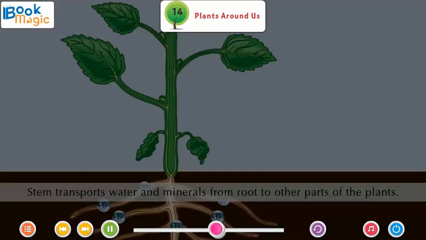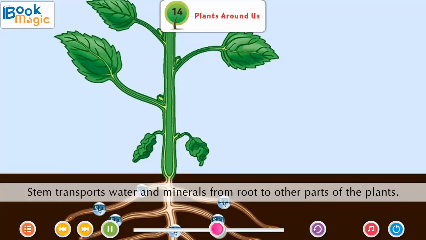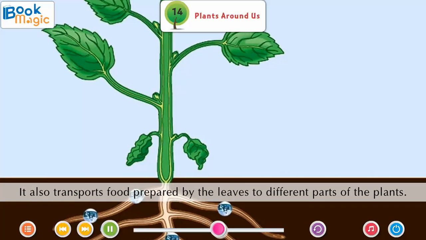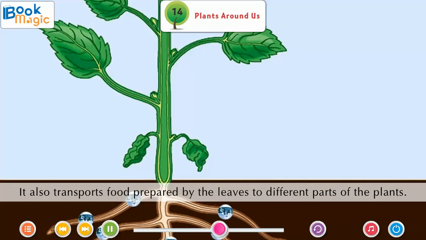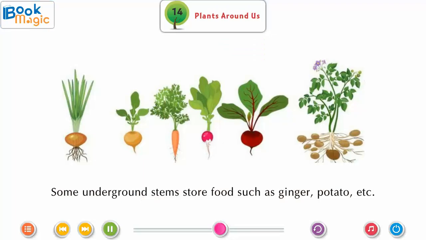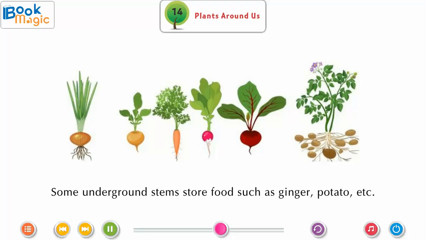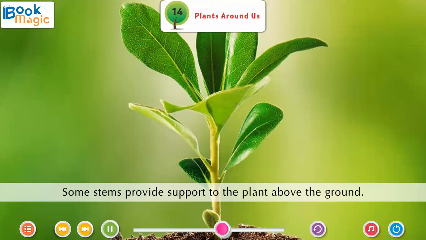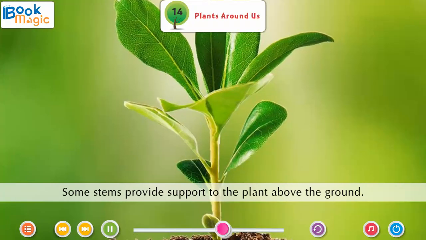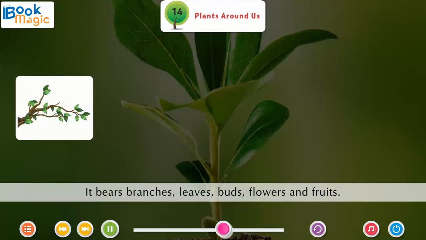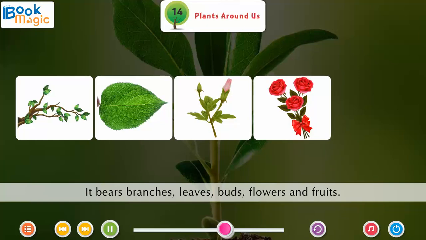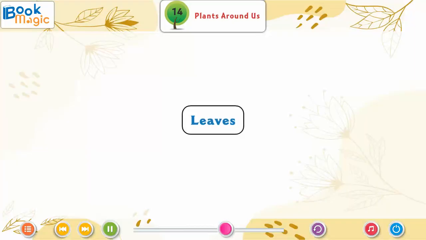Functions of stem. Stem transports water and minerals from root to other parts of the plants. It also transports food prepared by the leaves to different parts of the plants. Some underground stems store food, such as ginger, potato, etc. Some stems provide support to the plant above the ground. It bears branches, leaves, buds, flowers, and fruits.